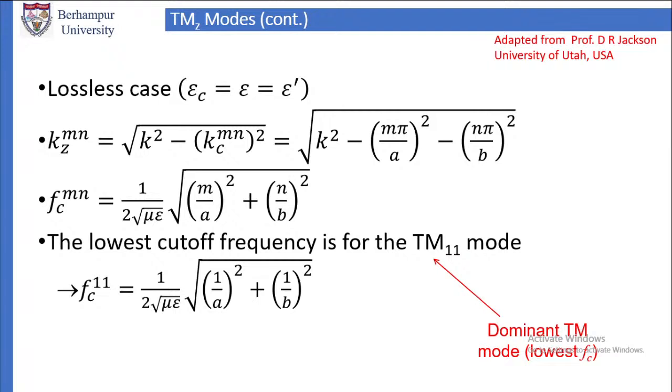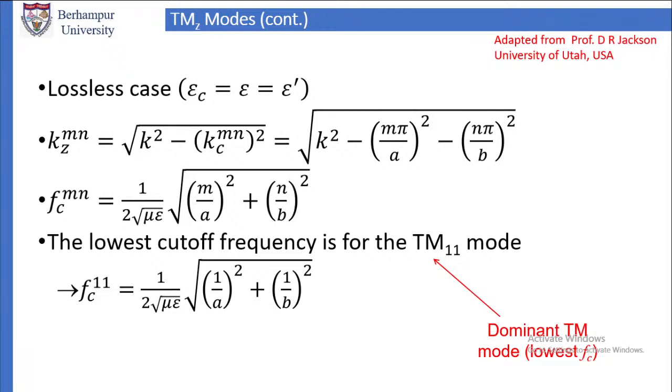The frequency corresponding to the cutoff wave number is the cutoff frequency. You know the relation between wave number and frequency: the wave number is omega by c, or omega by v, and omega is equal to 2 pi f. Using those relations, you will get fc is equal to 1 by 2 root over of mu epsilon into root over of (m pi by a) square plus (n pi by b) square.